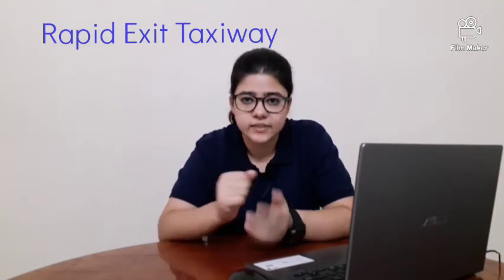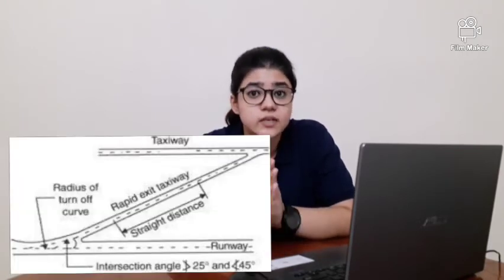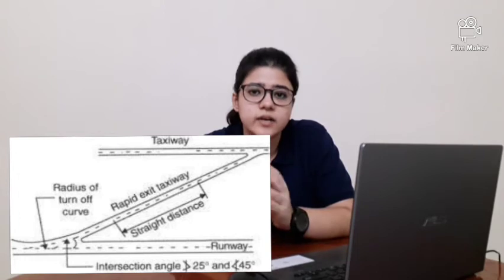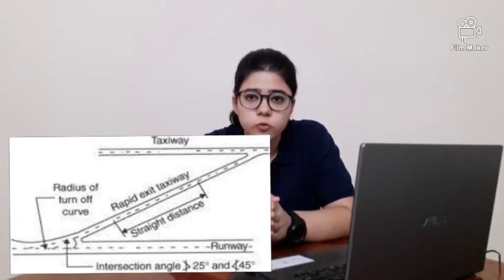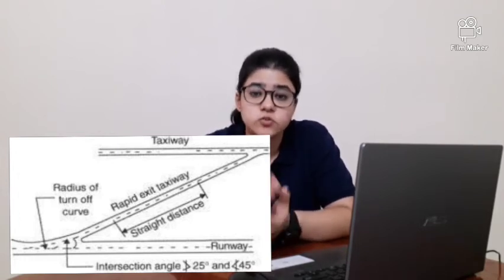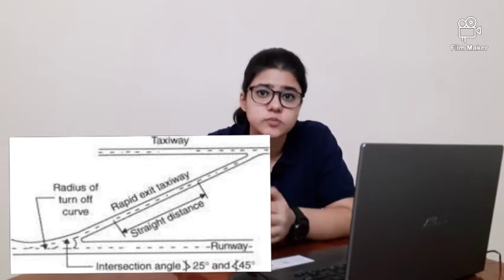Rapid exit taxiway. These are the taxiways that are located at an acute angle to the runway so as to allow landing aircraft to exit the runway at greater speeds than that allowed by other exit taxiways. So because the aircraft is exiting the runway at greater speeds, these rapid exit taxiways help in reducing the runway occupancy times. The junction of two or more taxiways is called the taxiway intersection.